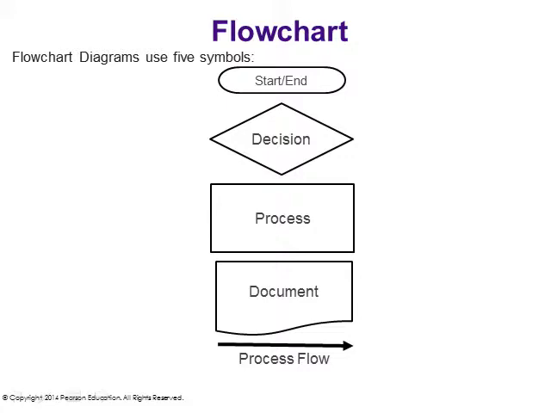But you can see we have these 5 symbols: start and end, a decision symbol, a process symbol, a document symbol, and a process flow. And there are a few others, but these are the ones used most often. There are decisions, there are page connectors. We see the decision, but there are also page connectors, end process, and a few other symbols that can be used in flowcharting.